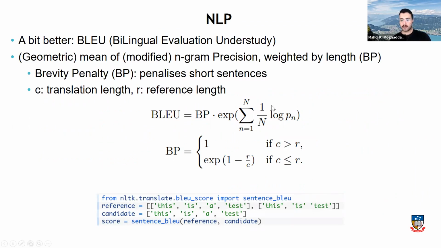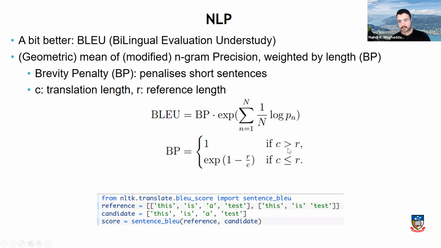And what it does is it gets the geometric mean of the modified precisions that we have. So that's the same thing, it's just geometrically averaged over the different words. But what is more important and more novel here is this brevity penalty.